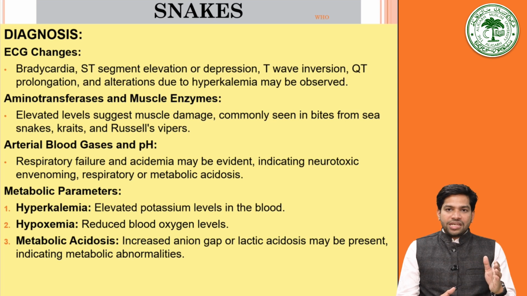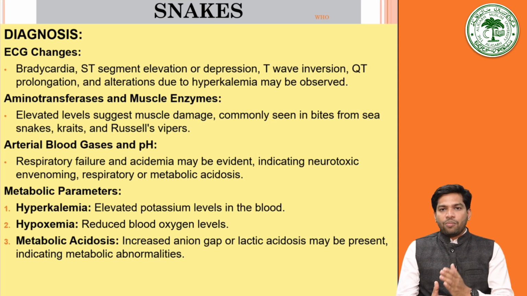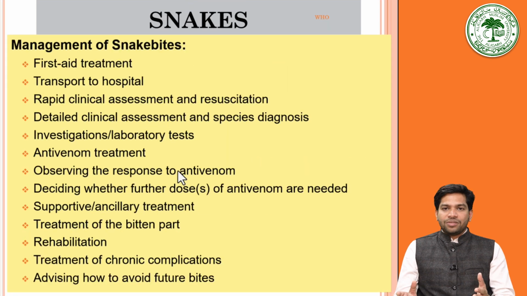So, from the history to the local examination, then systemic examination, then the laboratory examination, we came to the conclusion that there is systemic envenomation and a problem is happening with the patient. That is indicative that the snake is poisonous and we have to start the treatment. So, the general guidelines for the management of the patient include first aid treatment, that is the initial treatment given at the home itself.